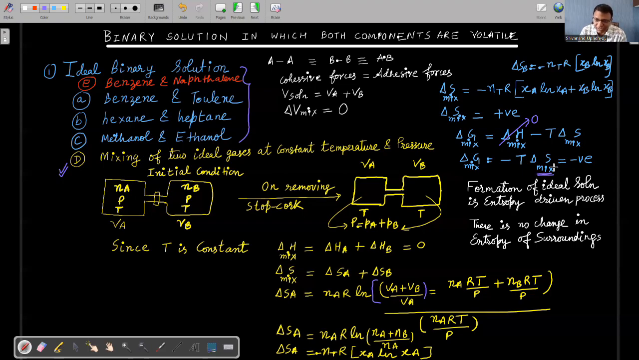And when we are mixing, there is no change in interactive forces, means there is no exchange of heat energy between system and surrounding. So entropy of surrounding is not going to change because there is no exchange of heat energy between system and surrounding. So when we are talking about ideal gas, delta V mixing is 0, delta H mixing is 0, delta S mixing is positive, delta G mixing is negative.